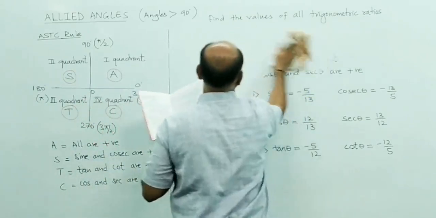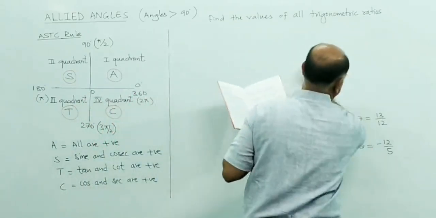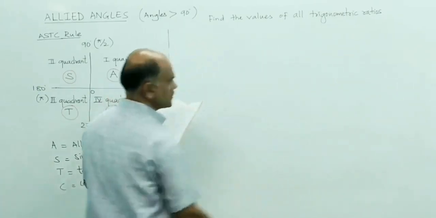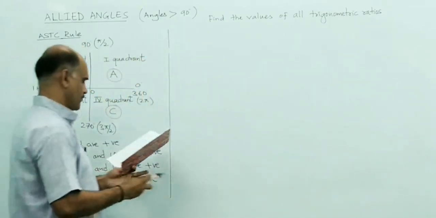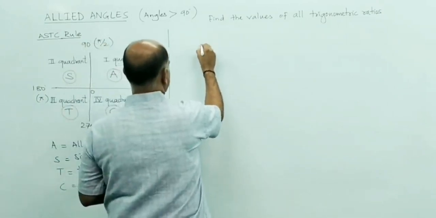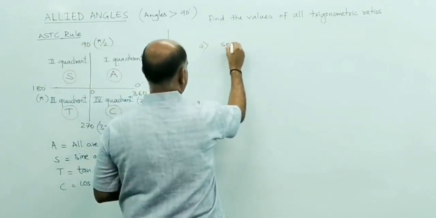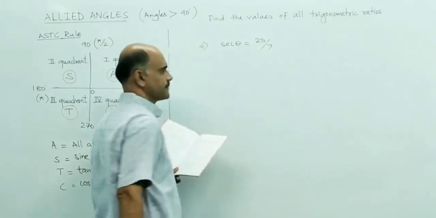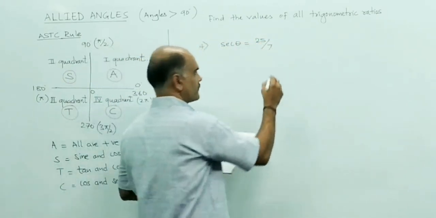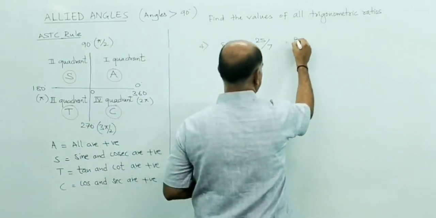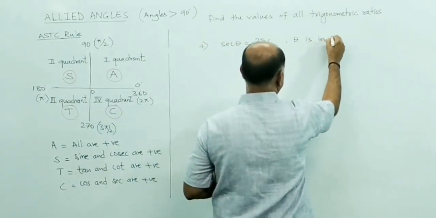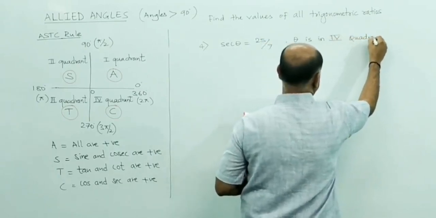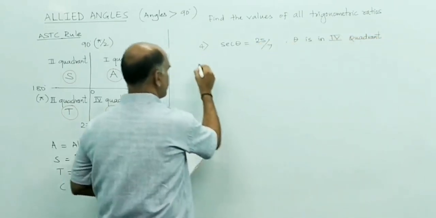You can try these on your own. Fourth, secant theta is equal to 25 by 7. Theta is in the fourth quadrant.